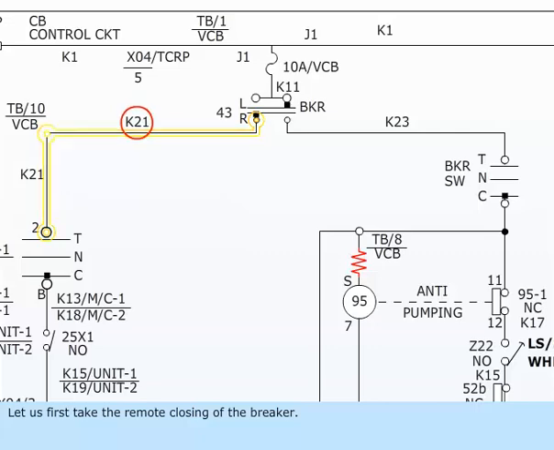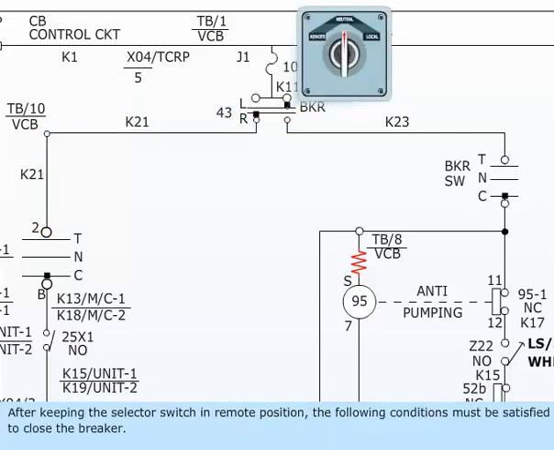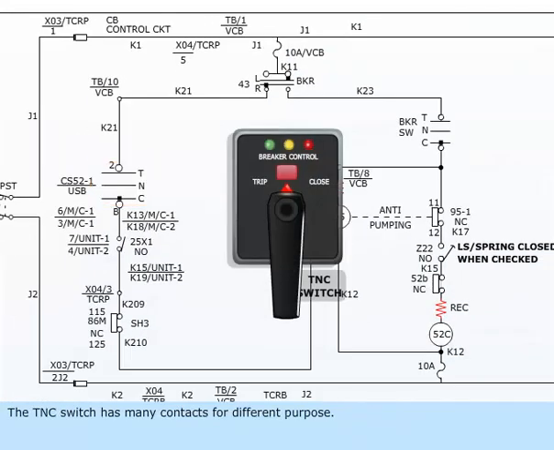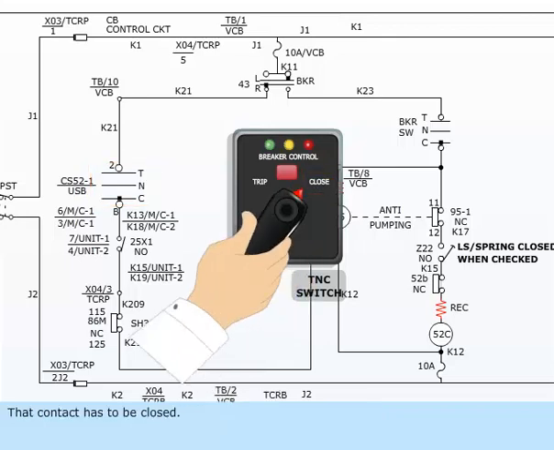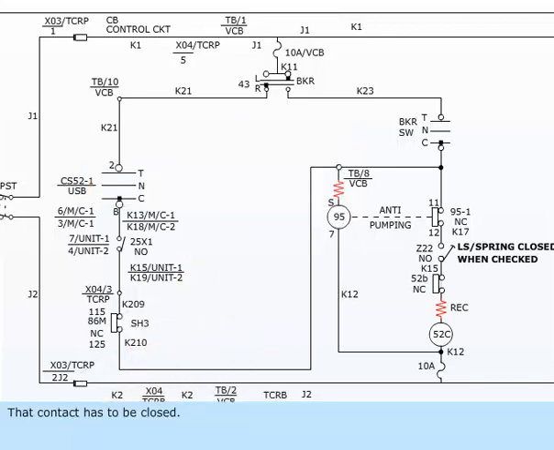Let us first take the remote closing of the breaker. After keeping the selector switch in remote position, the following conditions must be satisfied to close the breaker. The TNSC switch has many contacts for different purposes. One of the contacts of the TNSC switch is taken for closing operation. That contact has to be closed.